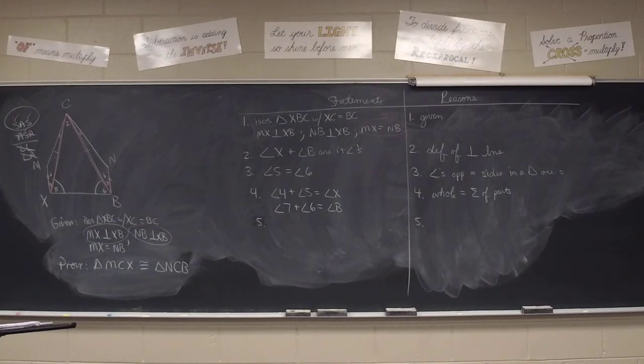Angle 4 and angle 5 add up to a right angle. Uh-huh. And angle x, yep. Angle 7 and angle 6 add up to a right angle. Angle b, yep. Angle 5 and 6 are equal. Uh-huh. If they're equal... Yeah, he's right there. You're close. Brandon, can you help him?